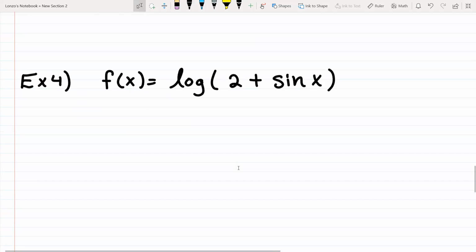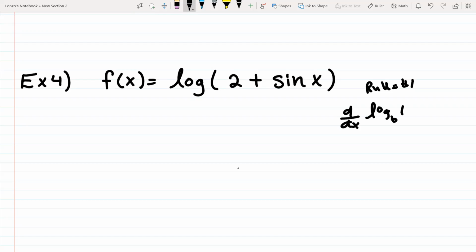Move on to example 4. On example 4, we're actually going to use rule number 1. The rule number 1 is that the derivative of log base b of x equals 1 over x times ln b.